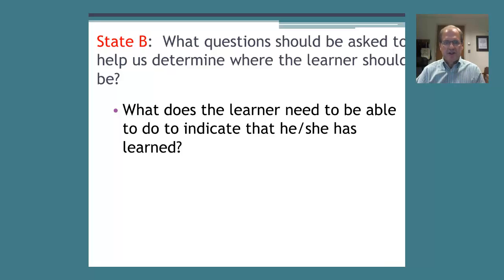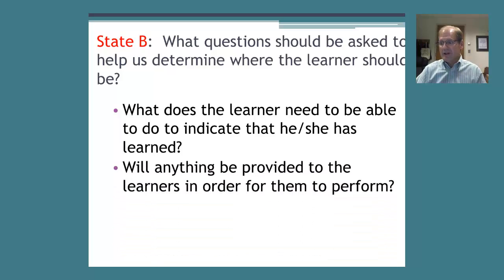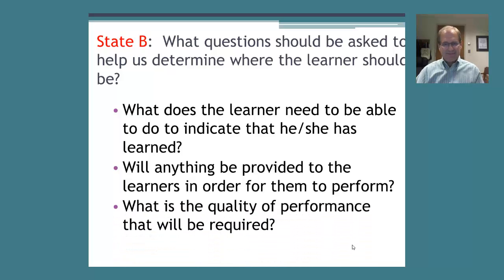The other two questions deal with the situation when the learning will actually occur. Will anything be provided to the learners in order for them to perform? What will the learner be given so that they can perform? And you need to put that down. And then the final question has to deal with the quality of the performance. What is the quality of performance that will be required? How well does the learner actually have to perform? In some cases, this is left off as certain levels are assumed, but in most cases, it is needed to be stated.